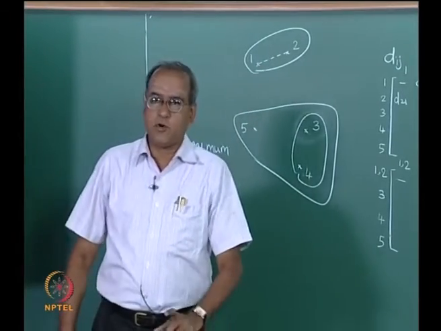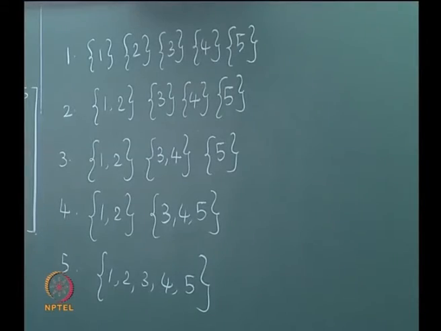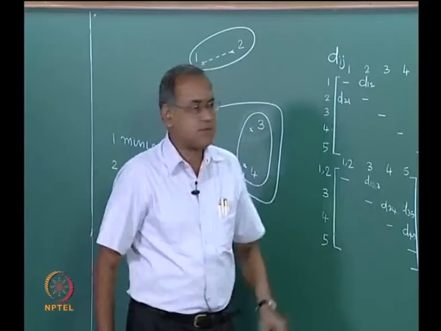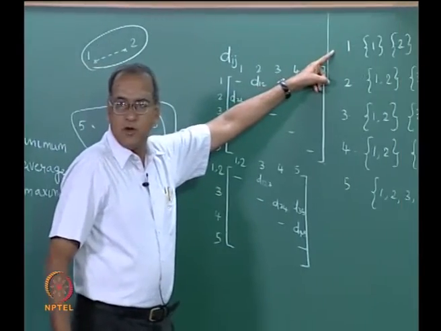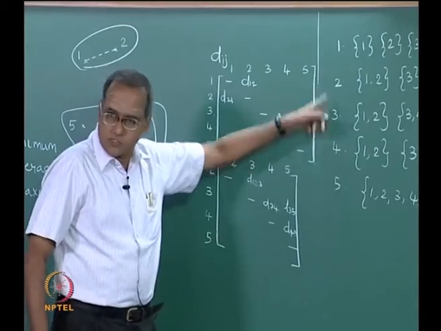So, we had 5 groups with all 5. When we have 4 groups, then we have these as the 4 groups, these as 3 groups, these as 2 groups, and this as 1 group. So, now we go back and tell the user, if you want 5 groups, here is the answer. If you want 4 groups, this is the answer, and so on.